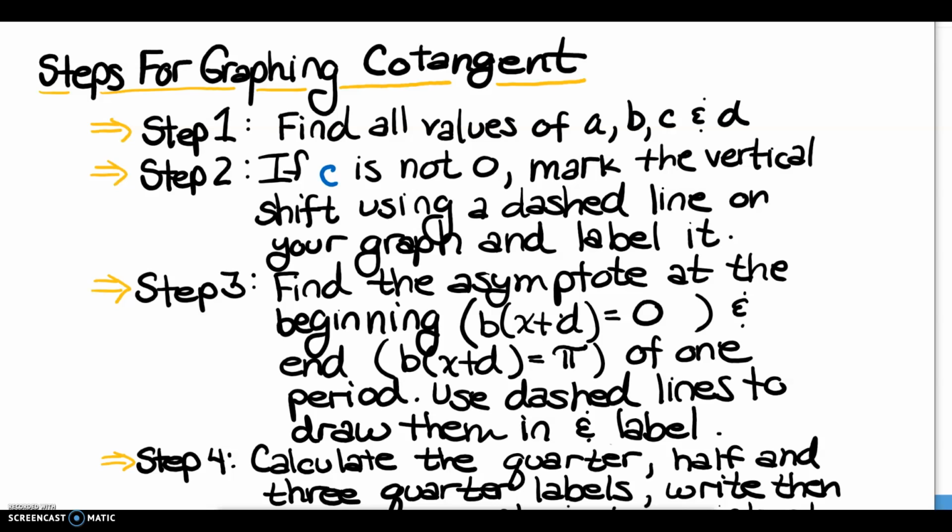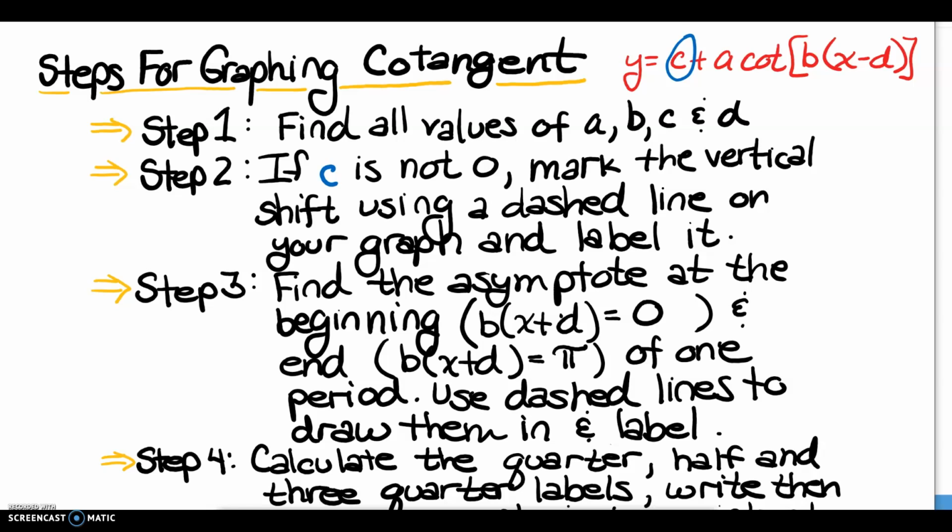Steps for graphing our cotangent function. Step number 1, find all values of a, b, c, and d. So if your equation looks like y equals c plus a cotangent of b times x minus d, okay, if that's what your equation looks like, find all values of a, b, c, and d. If c is not 0, right, c is going to be your vertical shift. This is going to be your vertical shift. Make sure that you mark it on your graph with a dashed horizontal line and label the equation for that line.